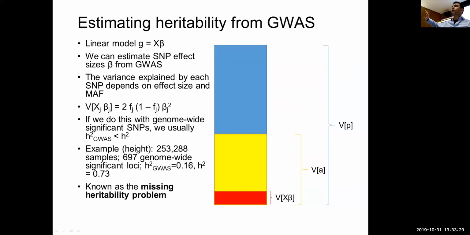That's excluding dominance, that's excluding interactions, that's excluding G by E, that's excluding all of these other things that we don't really know how to model. But even from those, there's a very small component that we can explain with GWAS. Yeah, everybody with me here?